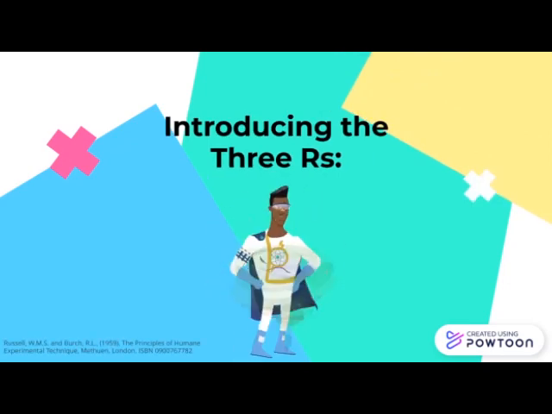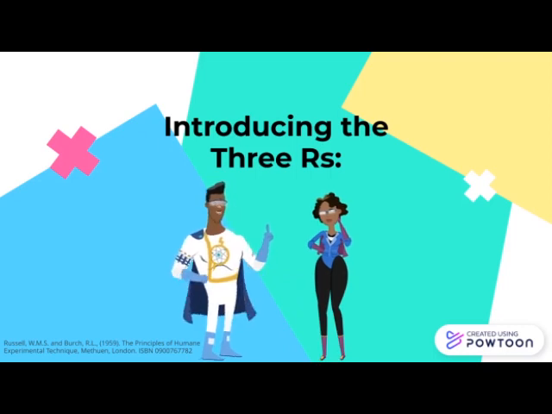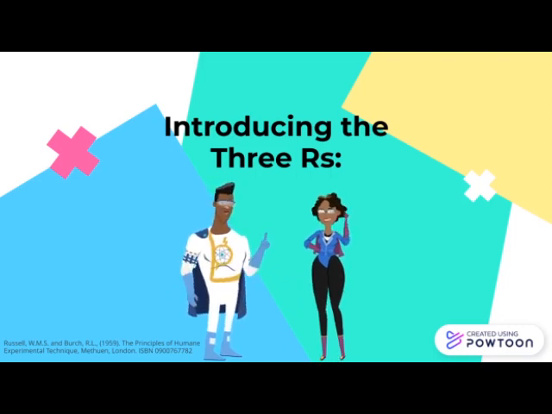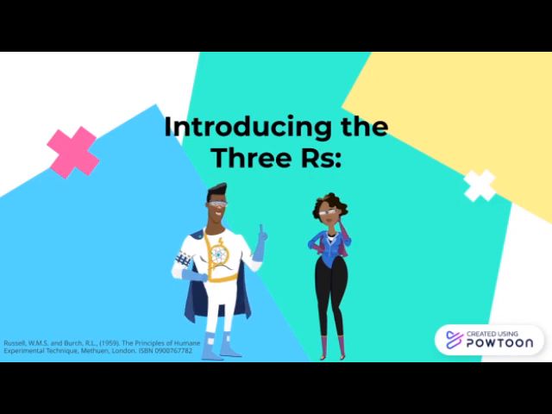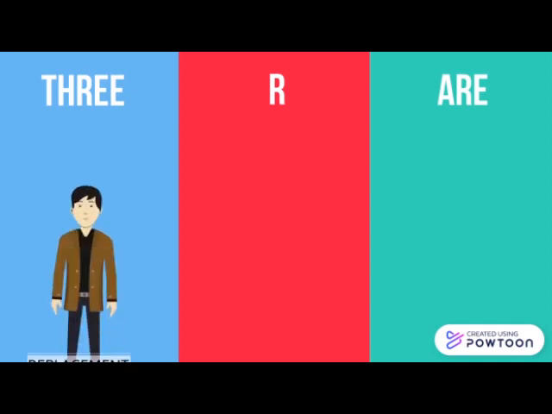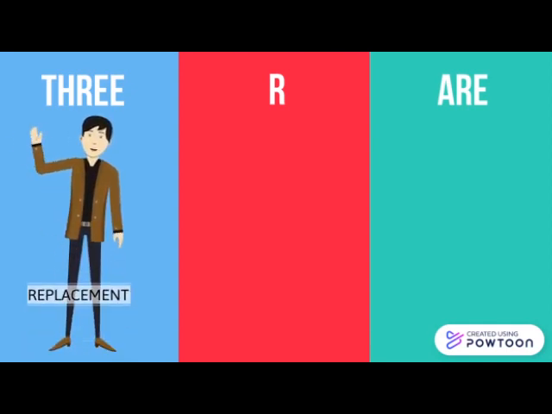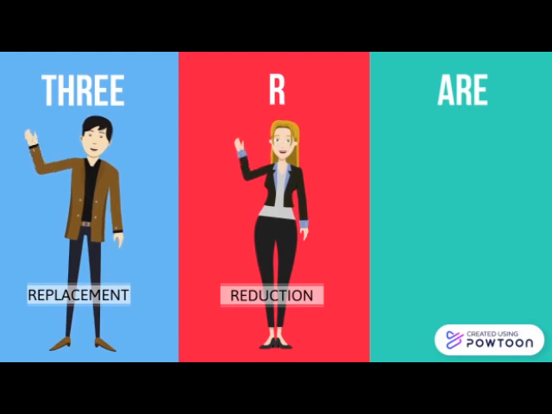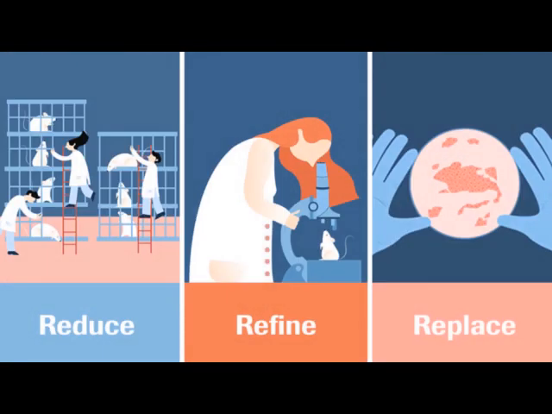Introducing the 3 R's in animal ethics. The 3 R's are a set of principles that scientists are encouraged to follow in order to reduce the impact of research on animals. The 3 R's are: number 1, replacement; number 2, reduction; and number 3, refinement. Now, let's look at one of the 3 R's, which is replacement.